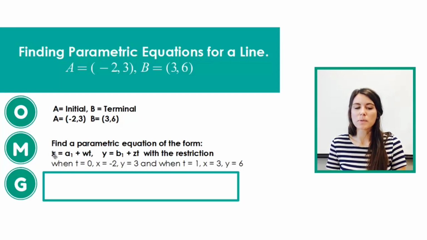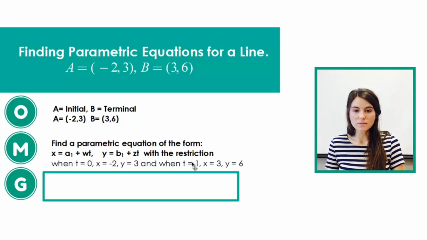It's going to be in this format, which looks very similar to finding slope-intercept form of a linear function. You have your variable, in this case x, equals your initial amount plus some, we can call it slope, times t, and then you also have an equation with respect to y and t. Then we need to figure out that when t is 0, my x needs to be -2 and my y needs to be 3. And when t equals 1, my x needs to be 3 and my y needs to be 6.